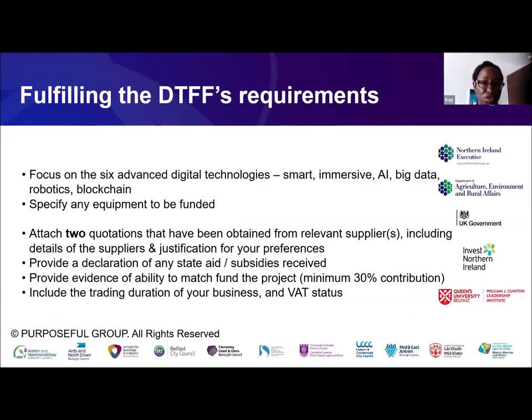So another thing to point out to you, do include and be clear on any equipment that needs to be funded. And just another note to all of you as well, there is going to be an element in the application where you're going to need to submit 2 quotations from relevant suppliers. So that's going to mean that as you're creating your plan and starting to think about what it is you're going to need, you're going to need to start to reach out to potential suppliers, get quotes from them, get them to break down what they intend to do and how that's going to work. And then you're going to submit at least 2 of those and talk about your preferences and why you favour one supplier over another. If you've received any state aid or subsidies, then just a note to all of you that you'll need to declare that.